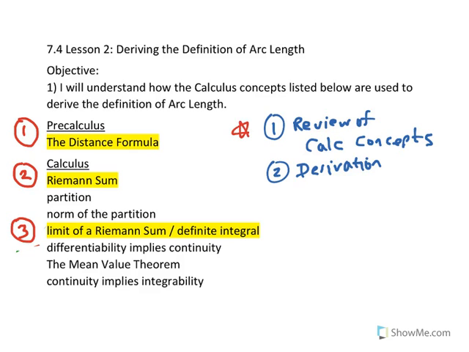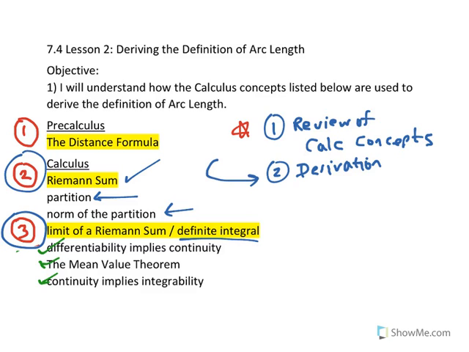So we're still doing our review of calculus concepts, and we've taken care of these three things down here. And now we're going to look at what a Riemann sum is. In talking about a Riemann sum, you look at vocabulary. What is a partition? What do we mean by the norm of a partition? And then we will look at the limit of a Riemann sum, which will give us a definite integral. That's a definition. And then we will be ready to look at our derivation.